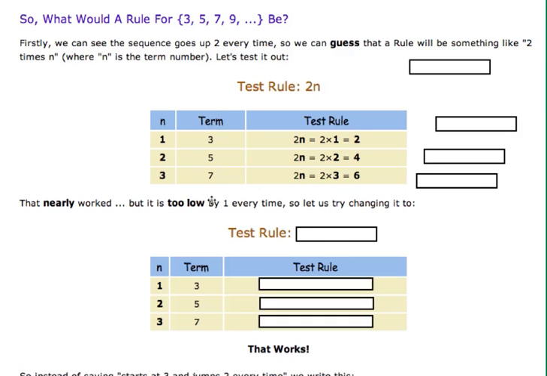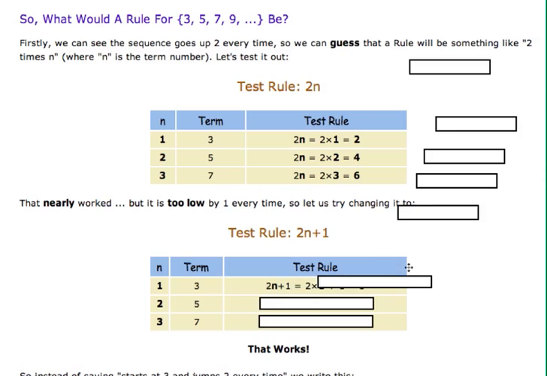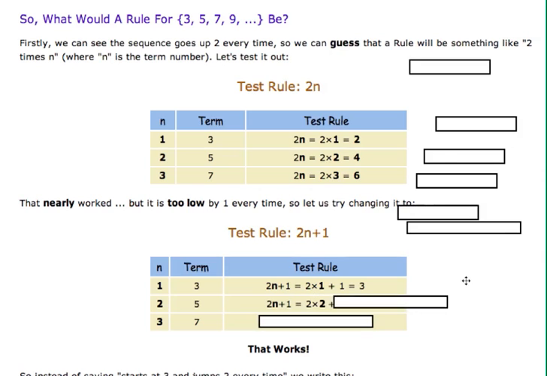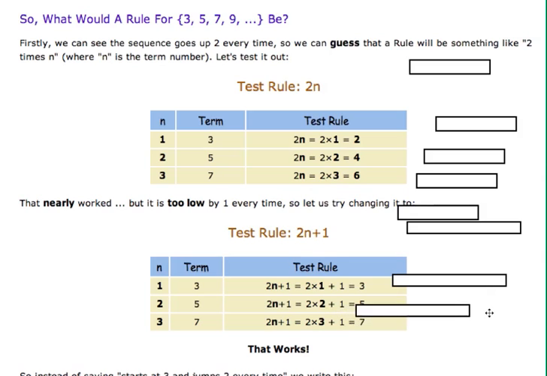Since it's off by one, it needs to be at least one more here, and one more here, and one more here. Let's add 1 to all of them by changing the test rule to 2n plus 1. So here we plug it in. 2 times 1 plus 1 is 3. That works. 2 times 2 plus 1 is 5. And 2 times 3 plus 1 is 7. So that also works. So our function rule is 2n plus 1.